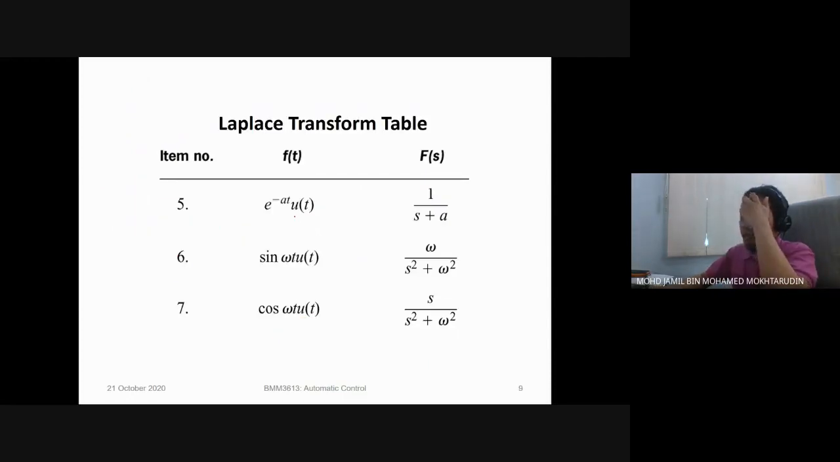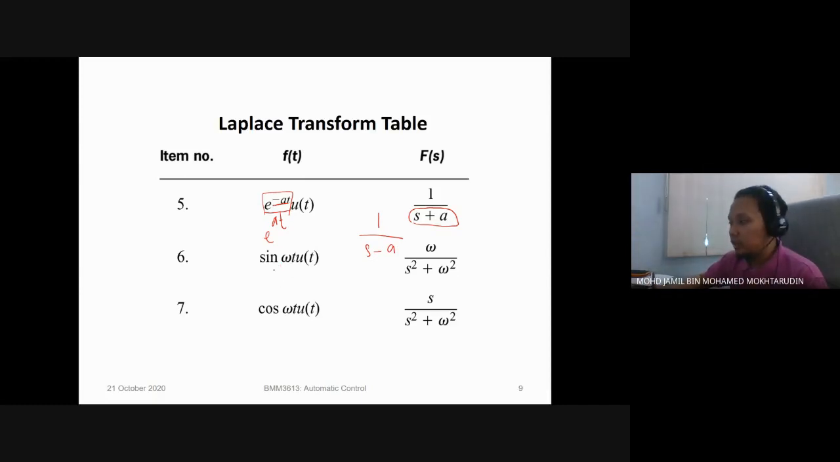Next is when your step function is multiplied with the exponential of negative at. In the frequency domain, it becomes 1 over s plus a. You need to take note here, it's s plus a when here is negative a. So if you have e to the power of at, then it becomes 1 over s minus a.